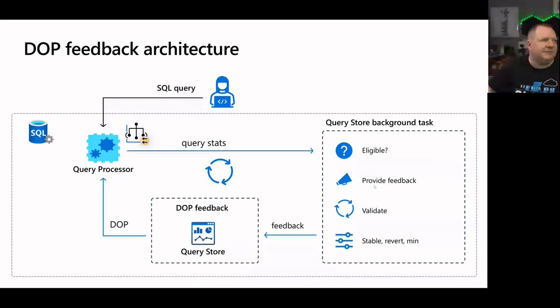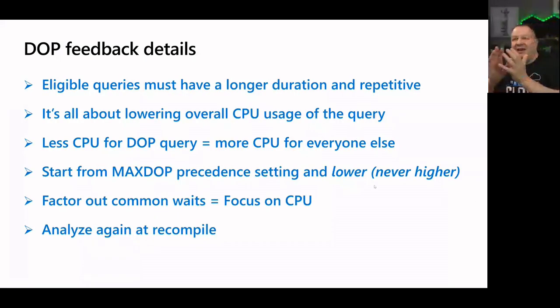All right. So each eligible query needs to have a longer duration and be parallelizable. So we want to say, hey, this query needs to be looked at to see if we can improve it. Not every query can be improved, of course, and we might not need to do that. And also, how often do we run the query? It needs to be repetitive enough.